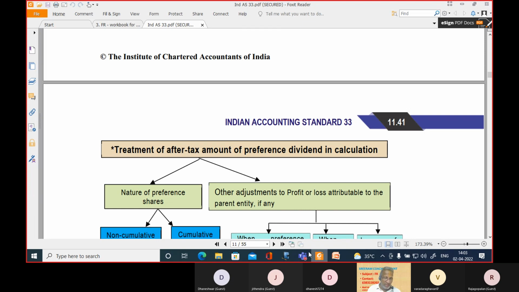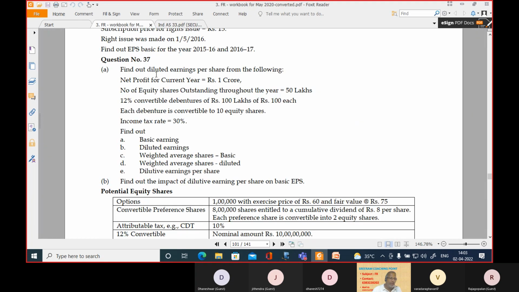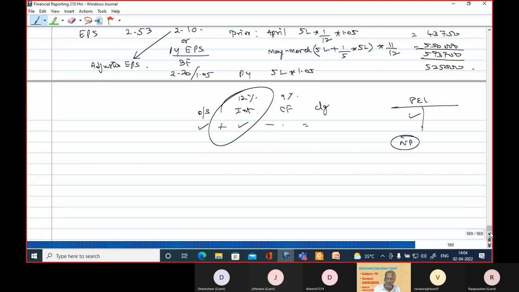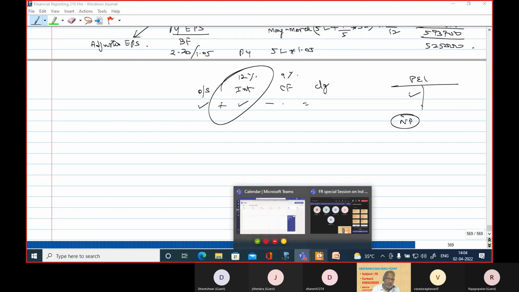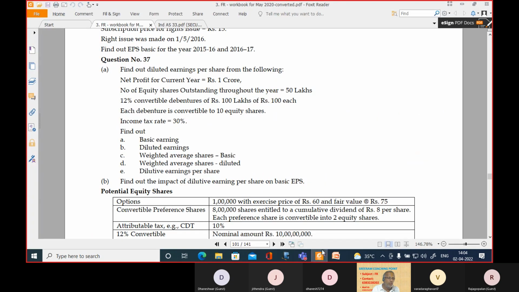Now let us take up this particular problem. Workbook problem we can take up. Shall we? Yes, sir. So now let us try. In this problem, we do not have preference share capital, but a matter related to dilution is taken up. Question number 37A.